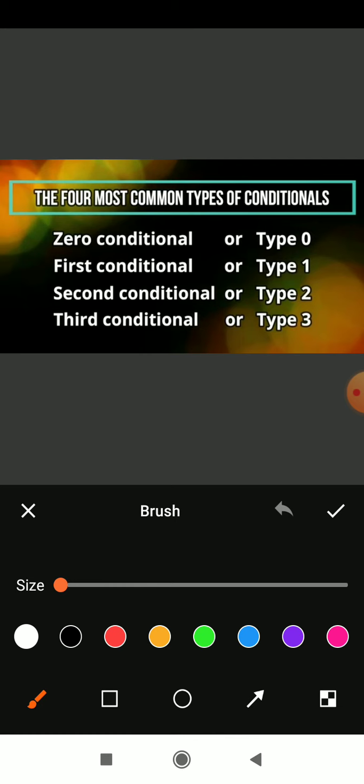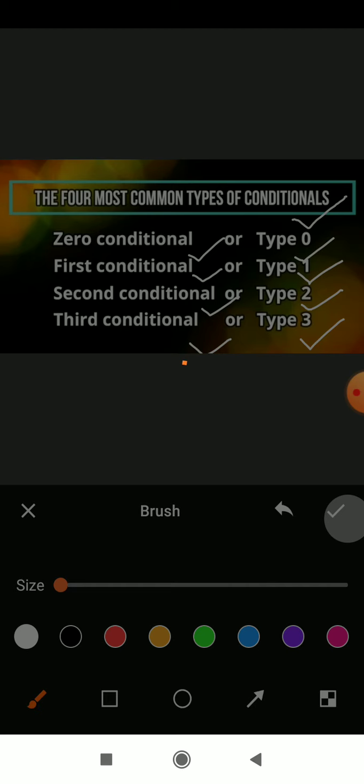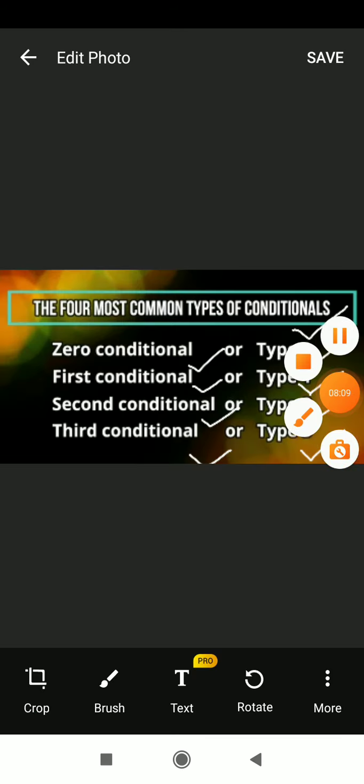Okay, so here we have the four most common types of conditionals. First we have zero conditional, type 0. First conditional, type 1. Second conditional, type 2. Third conditional, type 3. So here we have a total of four types of conditional. Now let's discuss them briefly.